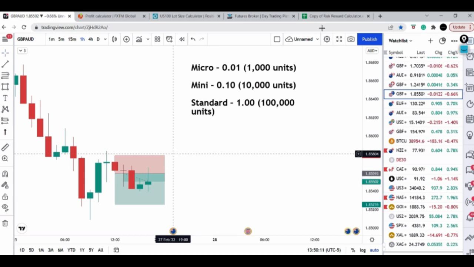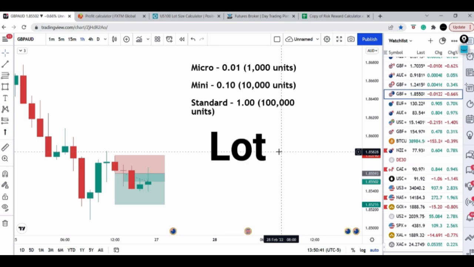A lot is basically the amount of units you want to buy or sell when you're trading the market. So let's say that you want to risk more, you will increase your lots. If you don't want to risk that much, you want to have a small amount, then you decrease your lots. When it comes to forex, it's called a lot. When it comes to futures, it's called contracts. And when it comes to the stock market, it's called shares, right?